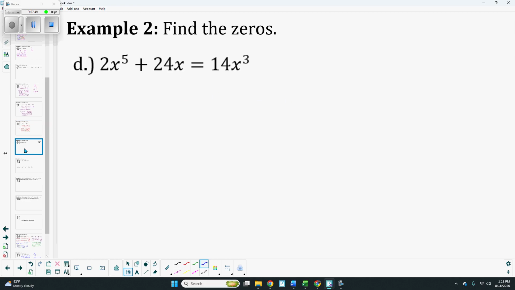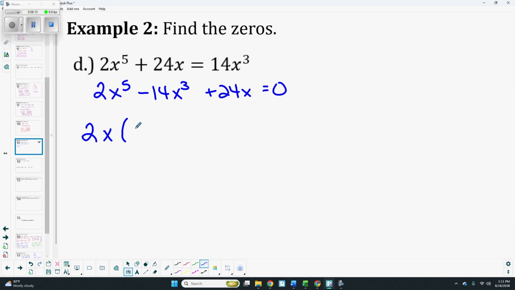All right, last example here. This is not equal to 0 yet. So I'm going to start by subtracting the 14x to the third and putting it in standard form. Now I'm going to worry about a GCF. They're all even numbers, so I could take out a 2 from everything. And I could take out an x from everything. So now I'm left with x to the fourth minus 7x squared plus 12.